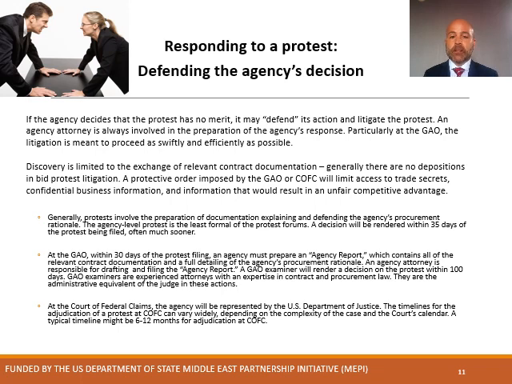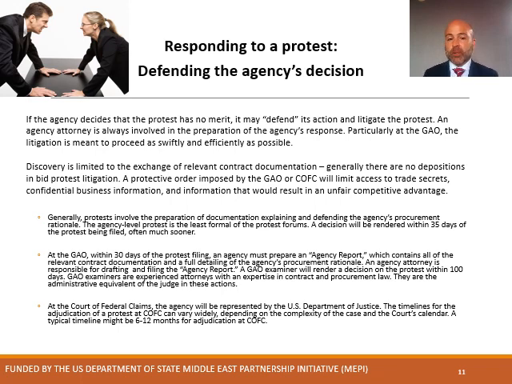It's limited to the exchange of relevant contract documentation. Generally, there are no depositions in bid protest litigation. A protective order imposed by the GAO or the Court of Federal Claims will protect and limit access to any trade secrets, confidential business information, and information that otherwise would result in an unfair competitive advantage. In other words, a protester cannot file a protest and thereby gain access to the private or confidential or competitive business information of its competitors. A protective order will restrict the disclosure of that information to the GAO or the judge and the parties and the attorneys for the parties to the dispute.